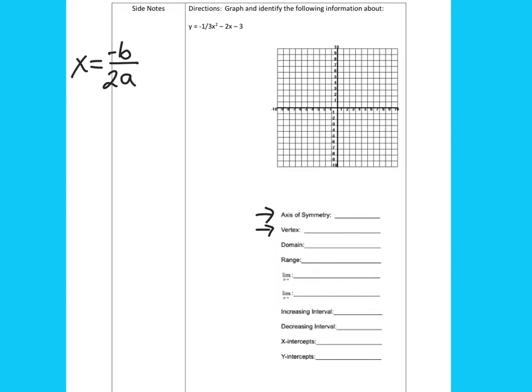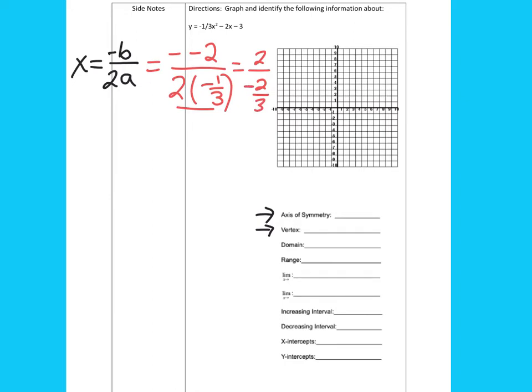Okay, so we've got our formula. What is b in this equation? Negative 2. So we've got a negative 2 over 2 times what? Negative 1/3. Okay, so let's go ahead and just simplify what we know. What's a negative 2? Positive 2. And what is 2 times negative 1/3? Two over 3, but negative 2 over 3? Okay.